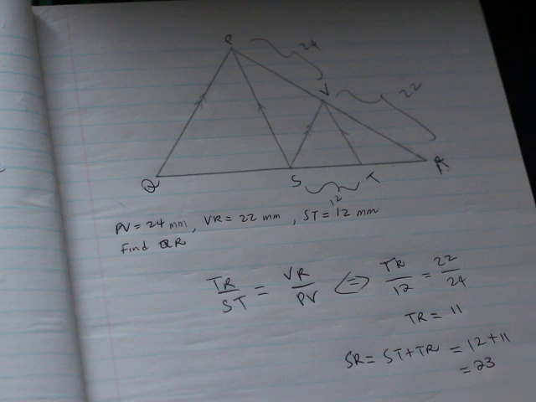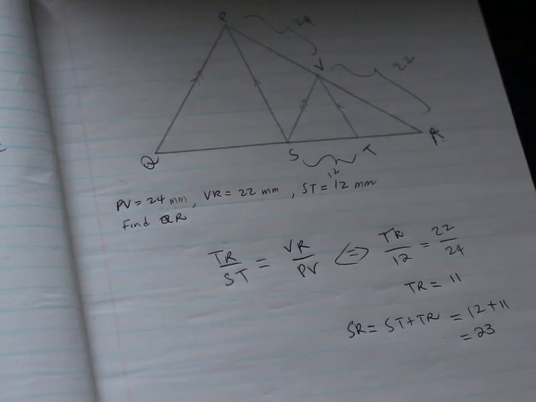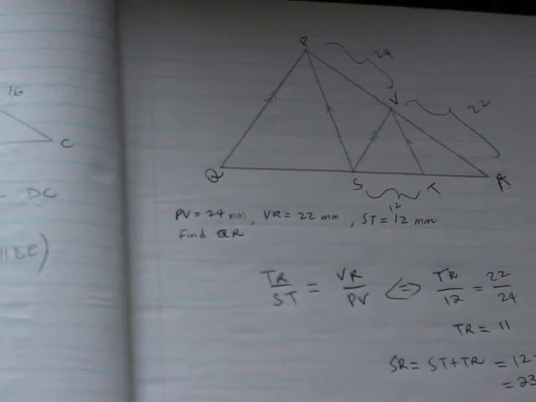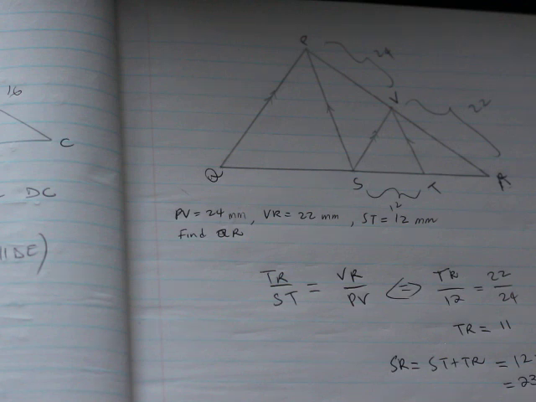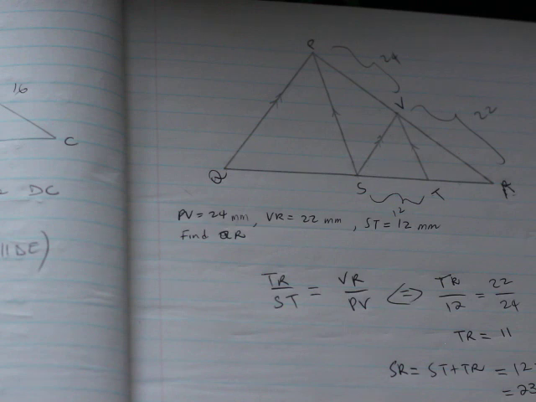Okay, and with SR now in the picture, we can actually find our QS, and once you've got your QS, you can just sum that with your SR, and then you're gonna have your QR, because remember, that's what we've been asked for initially. So let's then find our QS. So SR over QS, VR over PV.